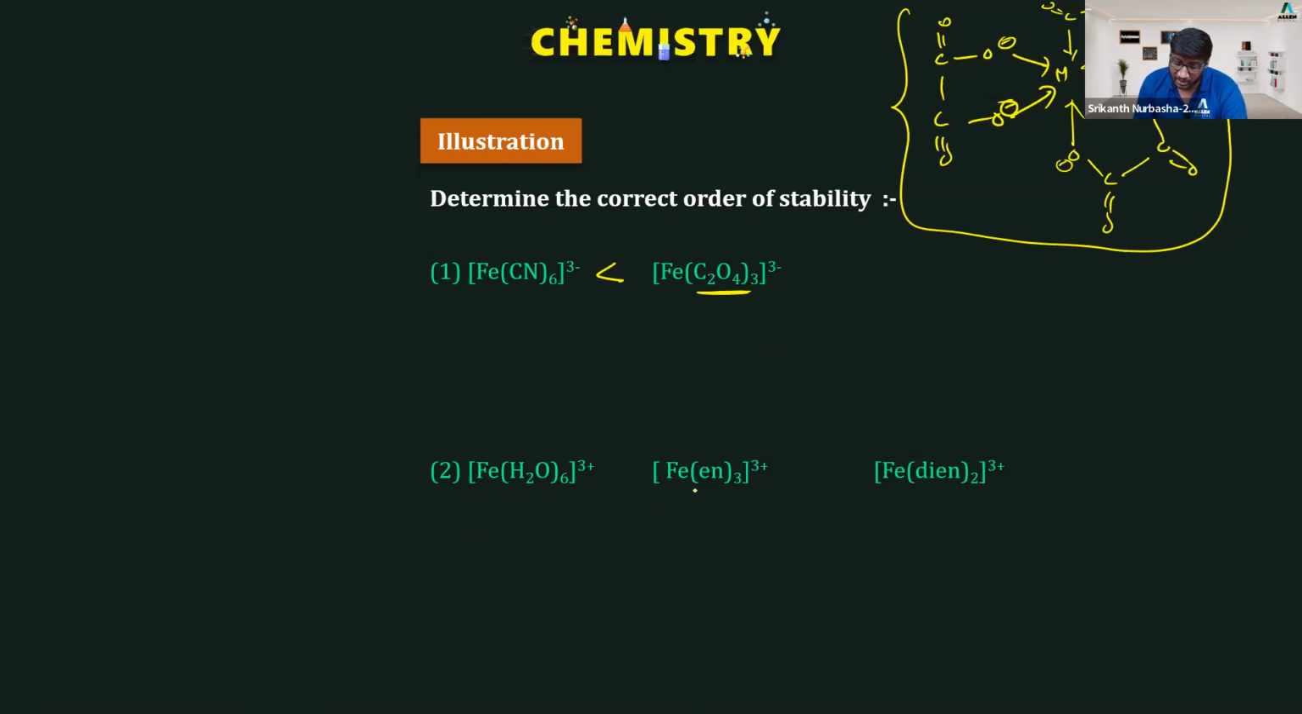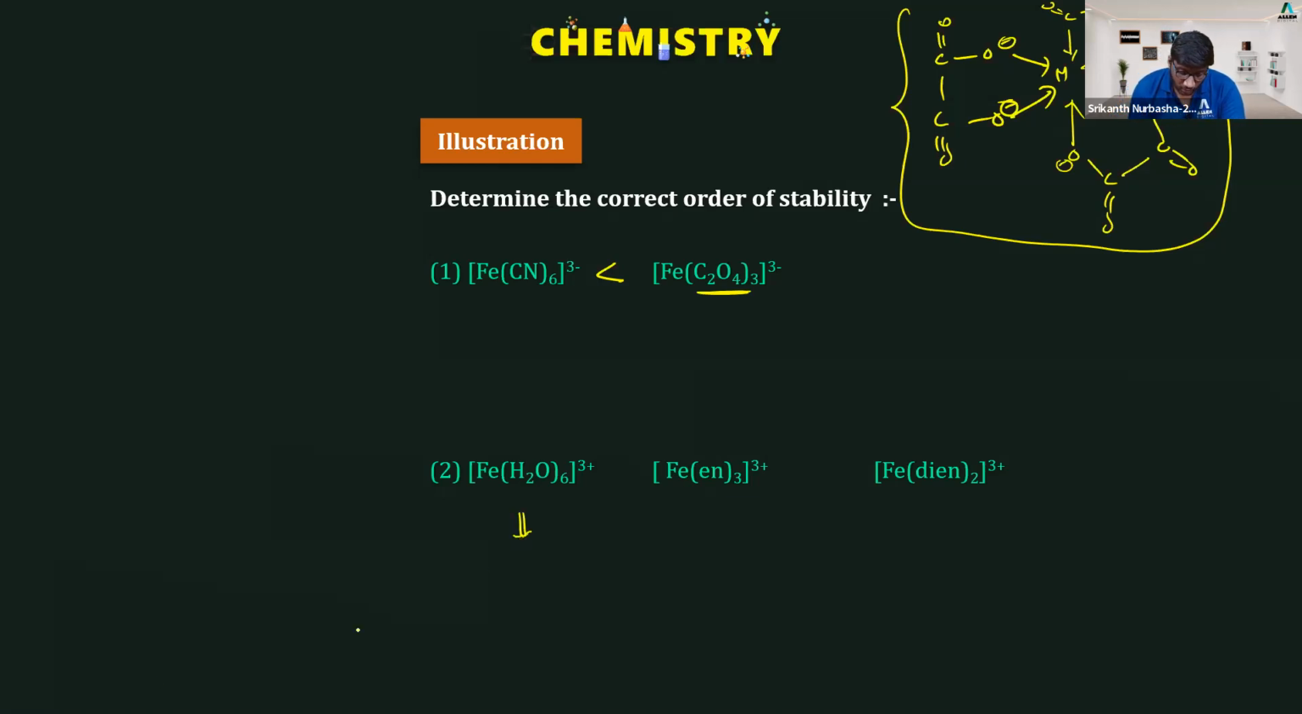[Fe(H2O)6]3+, [Fe(en)3]3+, [Fe(dien)2]3+. Again, they are taking H2O as one ligand, monodentate ligand. En, ethylene diamine as one ligand, bidentate ligand. Dien, diethylene triamine, that is a tridentate ligand. Again, they are talking about the rings. So greater the number of rings, greater will be the stability.